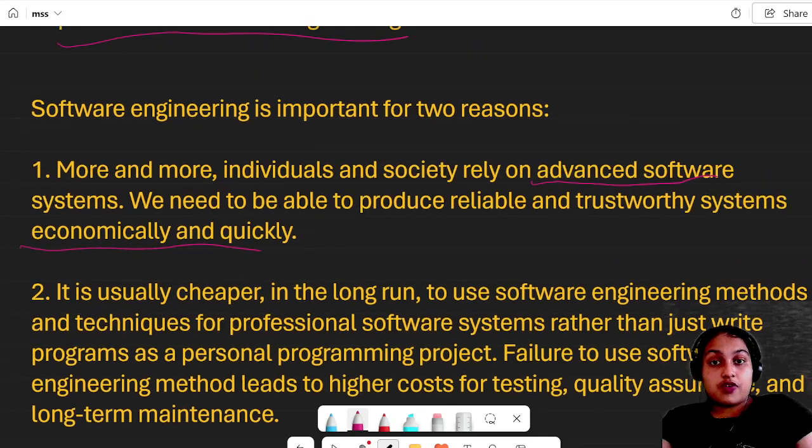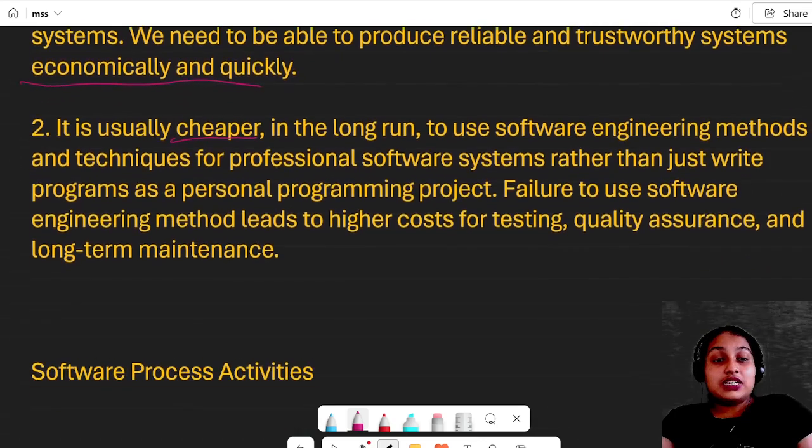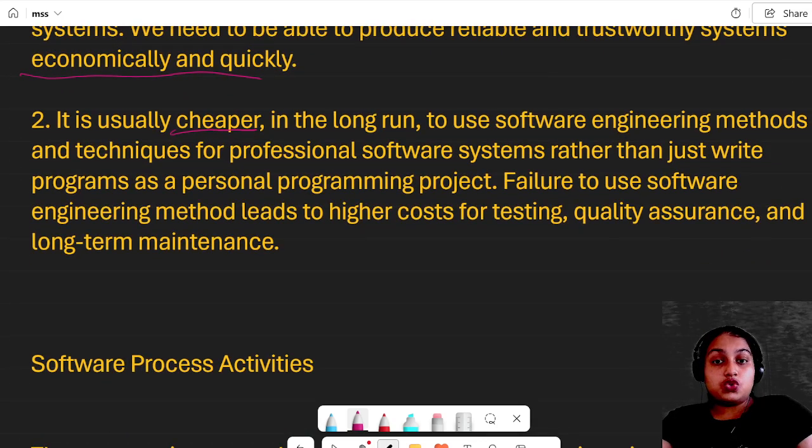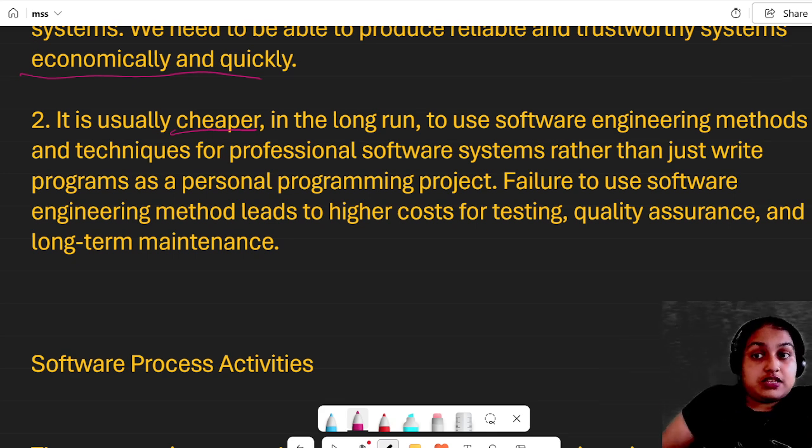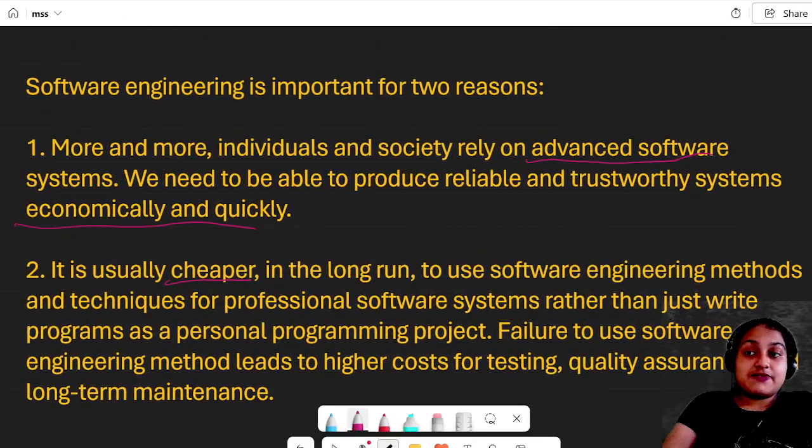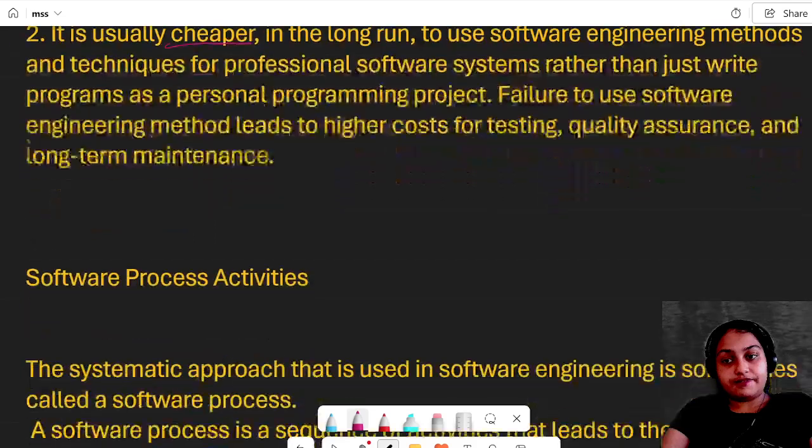Also, software engineering is important because in the long run, it is cheaper to use software engineering methods and techniques for professional software systems rather than just writing a program as a personal programming project. Failure to use software engineering methods leads to higher cost for testing, quality assurance and long-term maintenance. So all these reasons emphasize why software engineering is important.